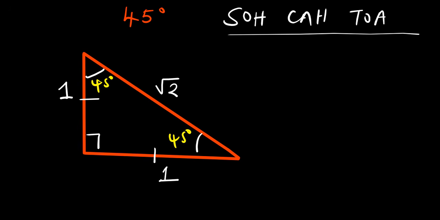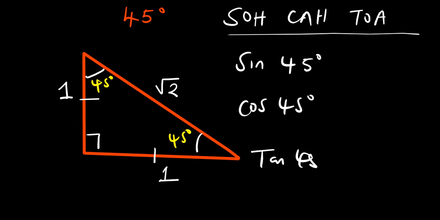Okay, so now we're supposed to find the sine 45 degrees, cos 45 degrees, and tan 45 degrees. Let's start with sine 45. I can pick any of the two, I can get this one or the other one. For our case, let's pick this one. We'll still get the same answer.